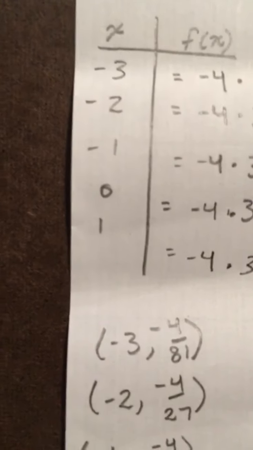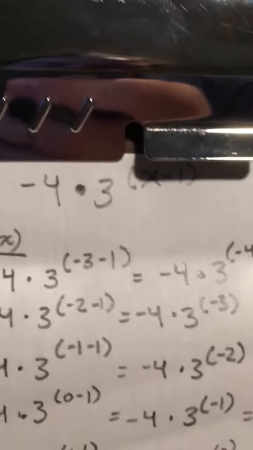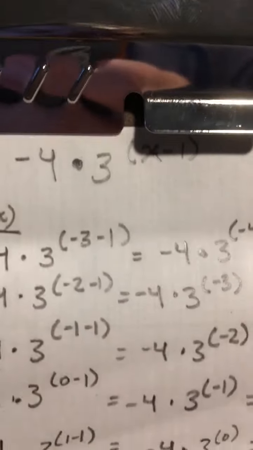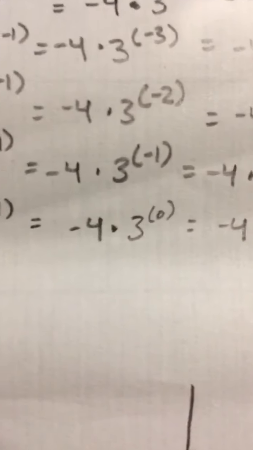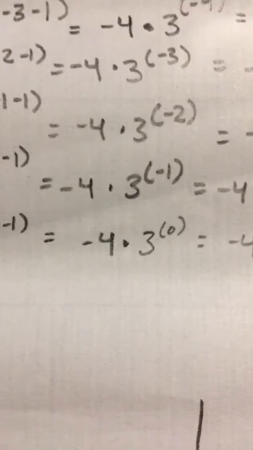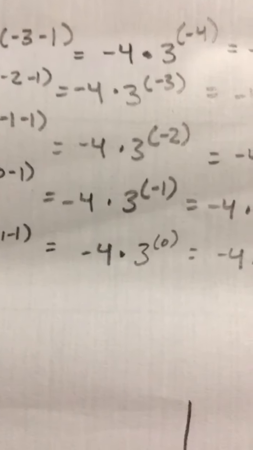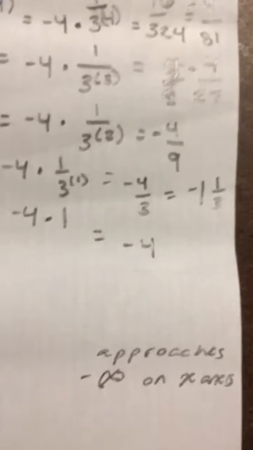But the thing is, let's see. Yeah, the last one, 1. When x is 1 in this table, you put the 1 into the equation. Negative 4 times 3 to the exponent of 1 minus 1. Right here, so that's 0. So minus 4 times 3 to the exponent 0. A zero exponent just means the number always turns to 1. So it's minus 4 times 1. So that's just minus 4.